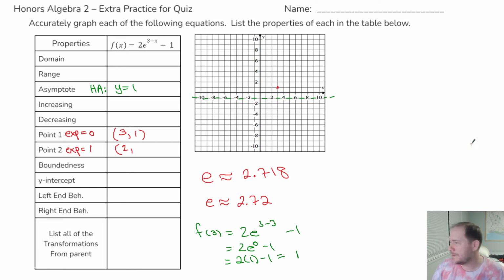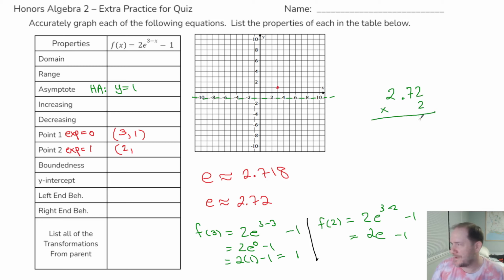Now with 2 is where it's a little tougher. This time you maybe would wish you had a calculator, but you're not going to have one. So here goes. We're going to do f of 2. And this time f of 2 is going to be 2e to the 3 minus 2, minus 1. That means it's 2e minus 1. Well, 2 times e, I mean, that's pretty doable. You just grab e, which we said we're rounding to just 2.72, and then you're going to multiply by 2. And just multiply like you're back in 3rd grade when you learned how to multiply.